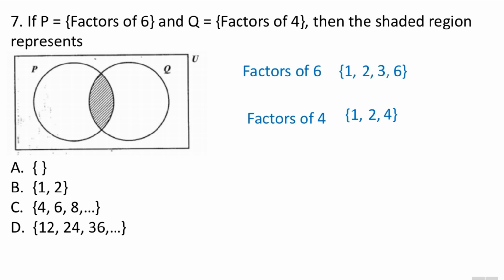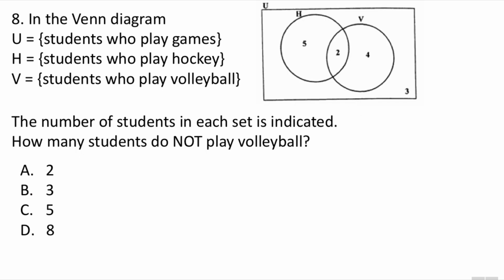Remember what I said. The shaded region represents what's common to both P and Q. So what are the common factors that we can see? We can agree that we're seeing 1 being a common factor because it's represented in factors of 6 as well as factors of 4. So I'll write 1, as well as 2, which is common to both 6 and 4. So 2 is also a common factor of 6 and 4. And those are the only two, guys. So therefore our answer for this question is B. Lovely. Let's now have a look at question 8, guys.